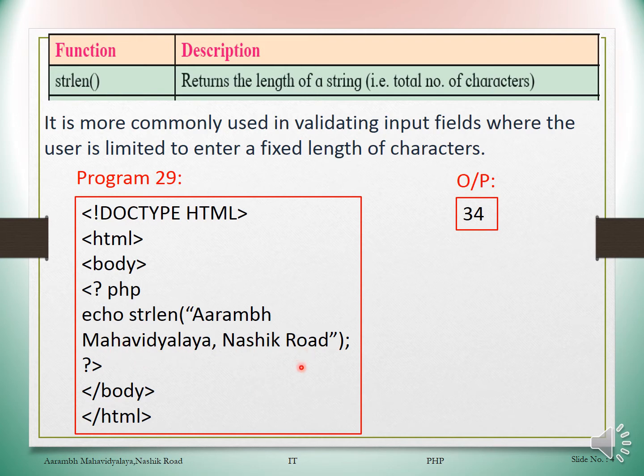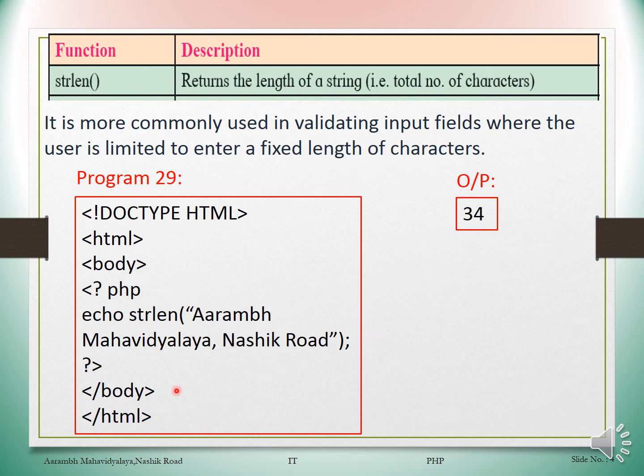Let's see the string length function. Here first of all you have to provide the doctype, HTML, body, then declare the PHP syntax. Then in the echo statement, here we are directly using the string function, that is strlen. This is the function, and then within double quotes we have provided the data as Arambha Mahavidyalaya, Nasik Road, and then ended the PHP tag, ended the body tag, and ended the program with end of HTML.